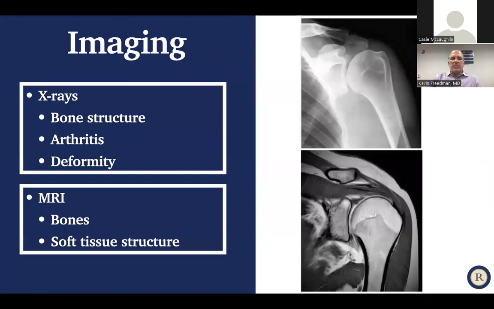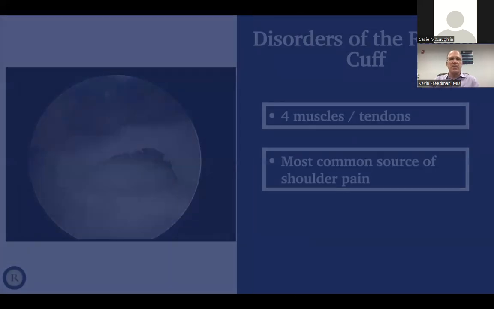Then there's imaging, and that includes x-rays, which can look at the bone structure, can look at arthritis or any other type of deformities. And then there's also MRIs, which not only look at the bone, but look at the soft tissue structures, including the rotator cuff and the tendons. So you can see the X-ray on the top really just highlights the bones, whereas the MRI on the bottom really shows the soft tissues underneath, which we can't see with the standard X-ray.